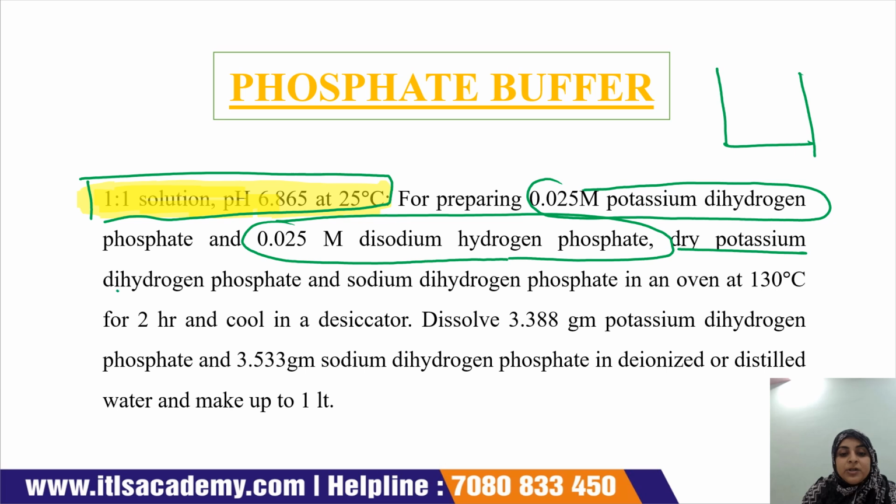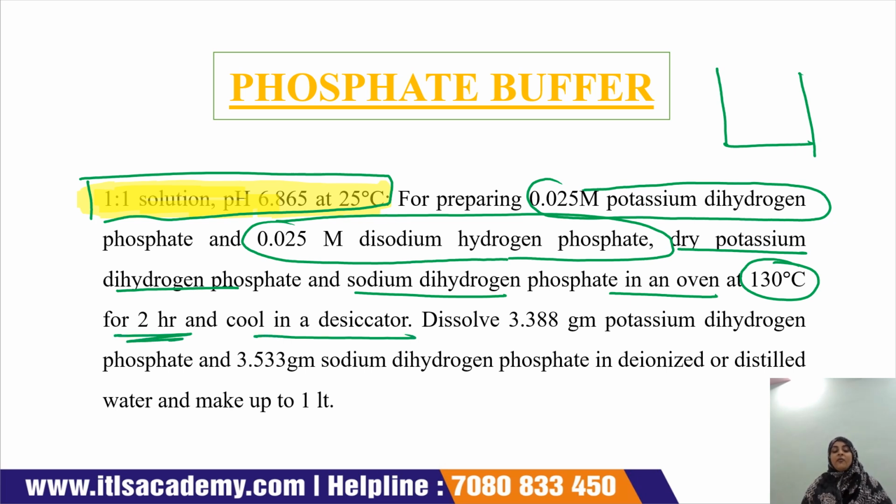Dry potassium dihydrogen phosphate and sodium hydrogen phosphate in an oven at 130 degrees Celsius for 2 hours and cool in a desiccator. Okay, so for the preparation of the 1 is to 1 solution, pH 6.865, we have to take 2 solutions. The first one is your potassium dihydrogen phosphate whose molarity will be 0.025 molar, and the second one is your disodium hydrogen phosphate, again with molarity 0.025 molar. First of all we take both and dry them at 130 degrees Celsius for 2 hours and then we cool them in a desiccator.